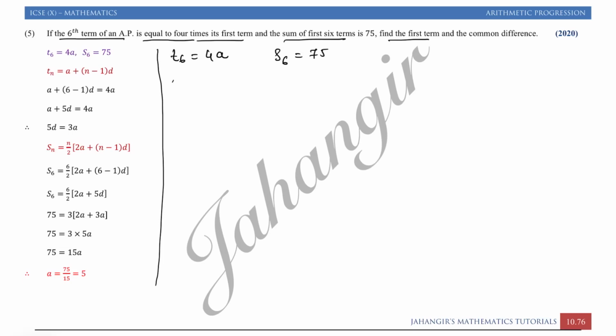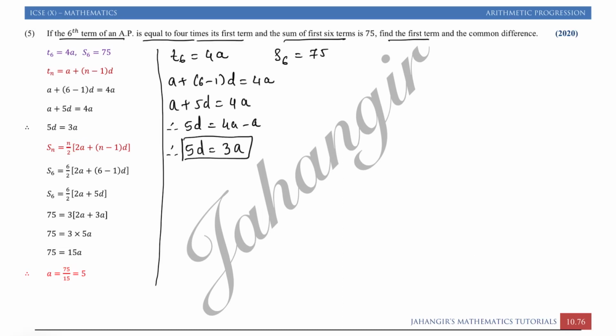So here I can write A plus 6 minus 1 into D, which is equal to 4A. A plus 5D is equal to 4A. So therefore 5D is equal to 4A minus A. So therefore 5D is equal to 3A. We got the first equation, let it be in a box. This is my first equation.